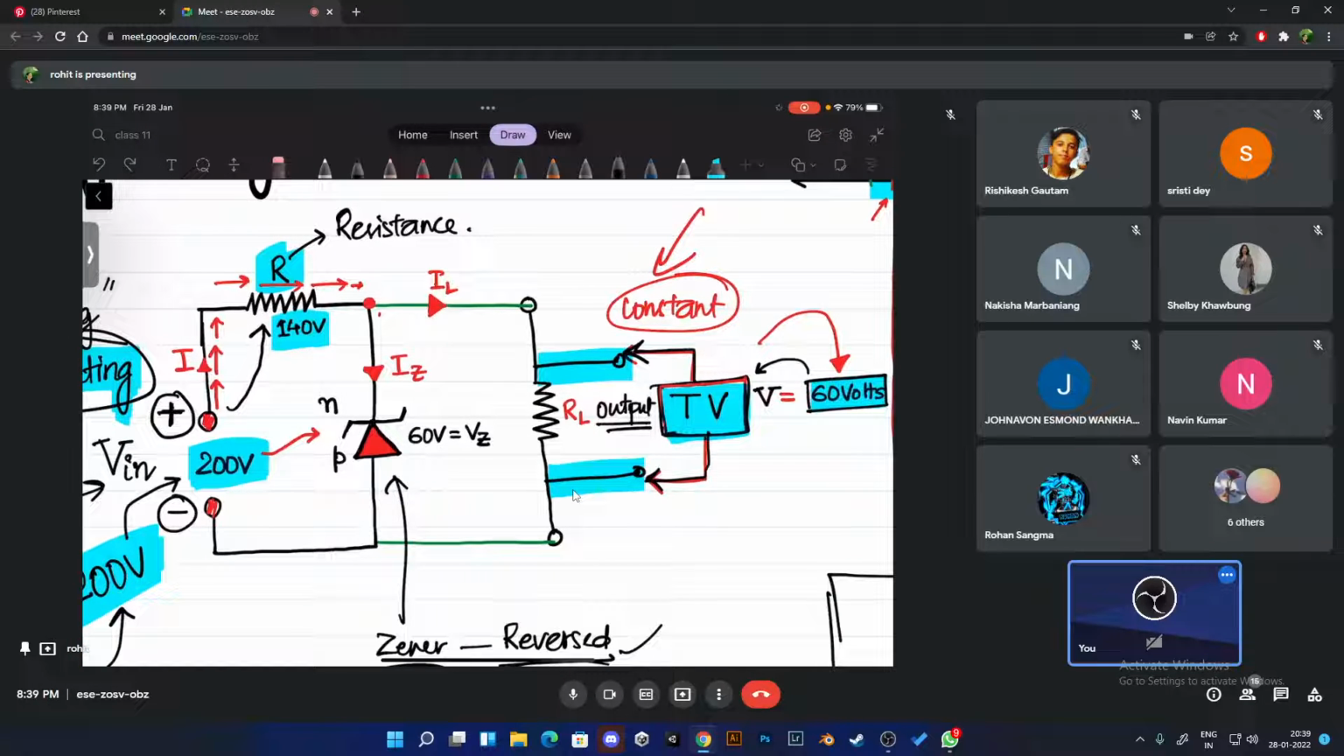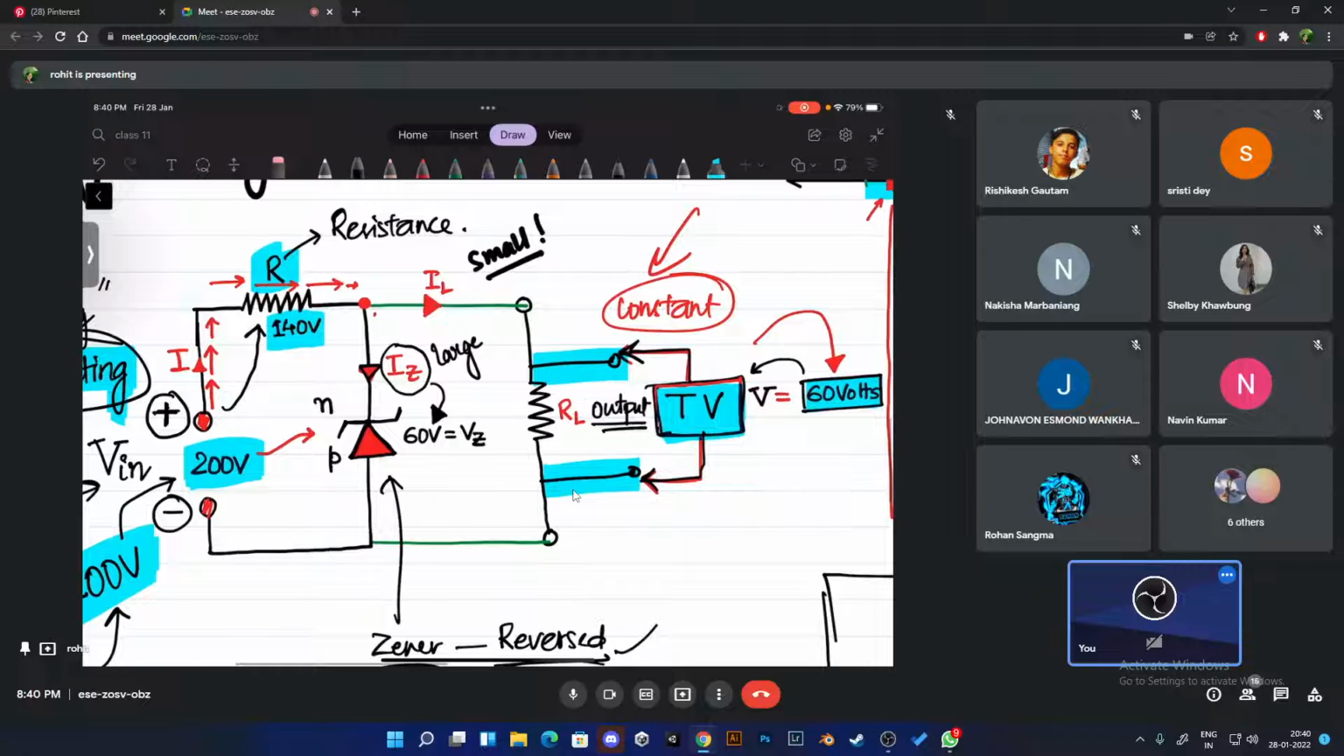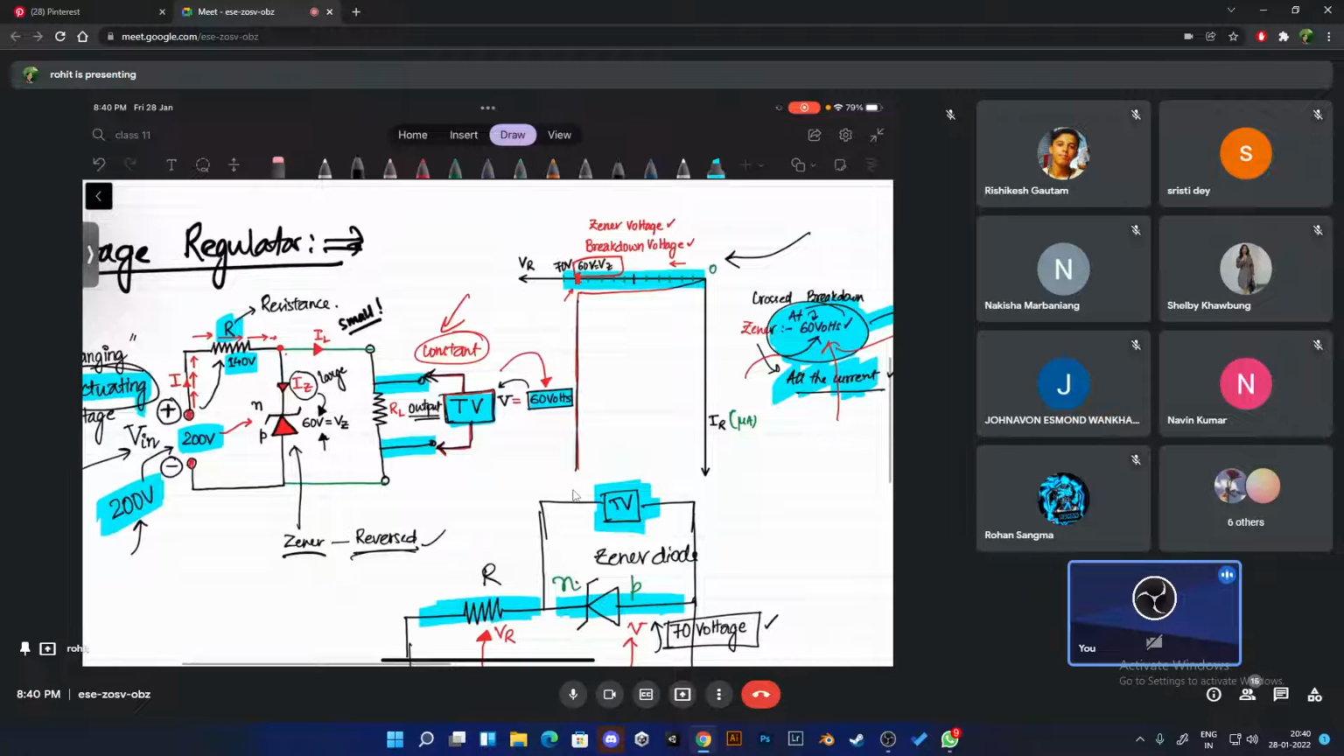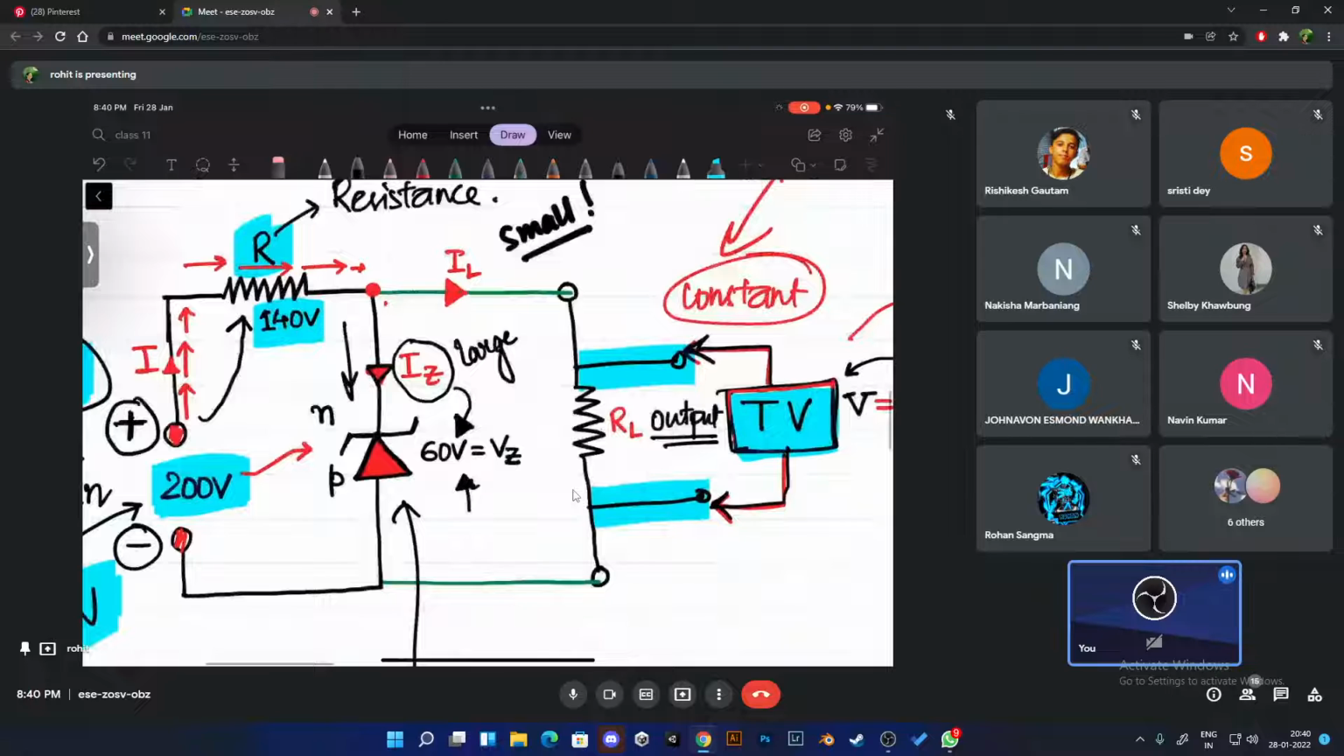Is this going to be a large current or small current? I've written small already. But guys, let me tell you why it's a small current. Do you agree with me that what kind of current is passing through the zener diode? Is it large or small? Large. Because look at the zener diode. Is it in just any ordinary voltage, or is it in zener voltage right now? It is in zener voltage, the breakdown voltage. That means the current through the zener diode will be very, very high. So most of the current will pass from here.